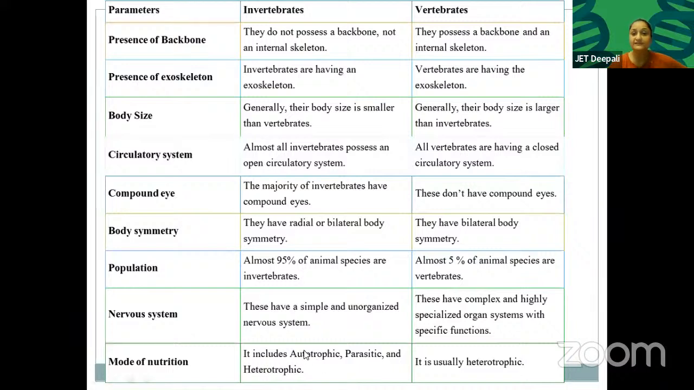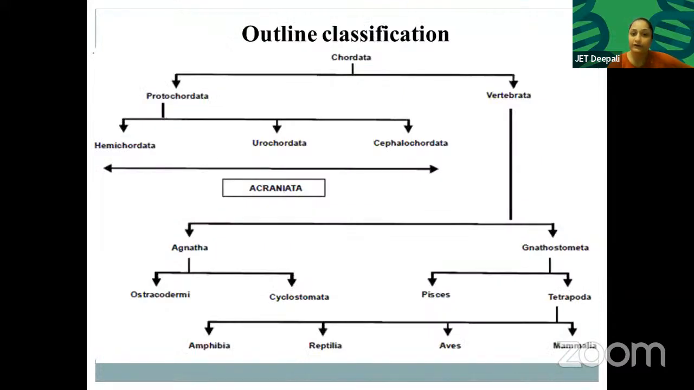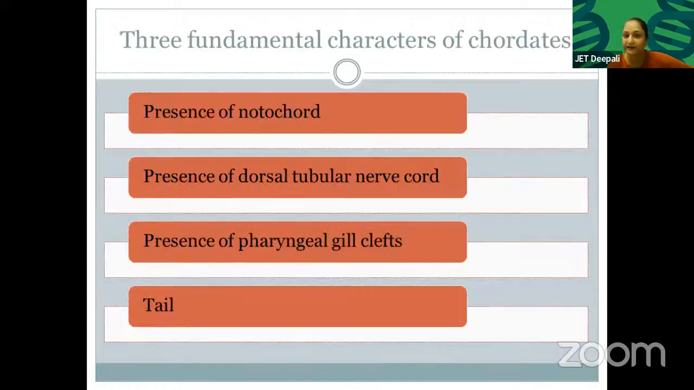See, these are the differences between invertebrates and vertebrates. I will not talk about this right now. Outline classification we will discuss. Chordata is divided into two: protochordata and vertebrata. Protochordata is further divided into three: hemichordata, urochordata, and cephalochordata. Only these three we will complete today. We will talk about the vertebrata in next classes, so we will discuss this outline classification again when we study the vertebrata.